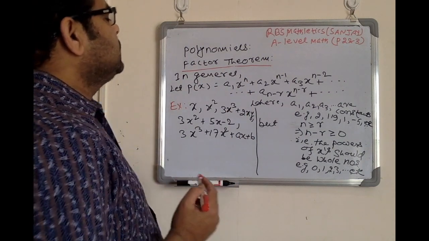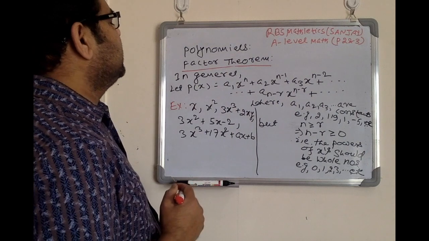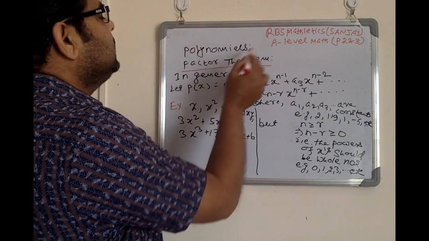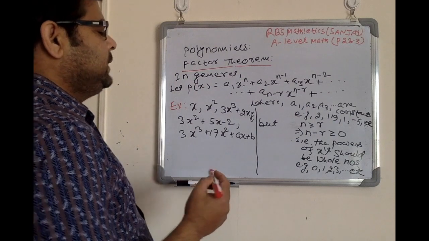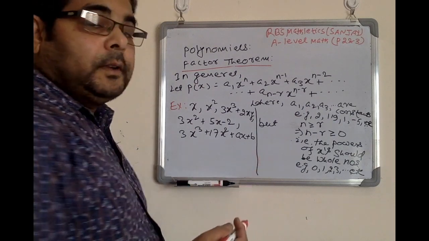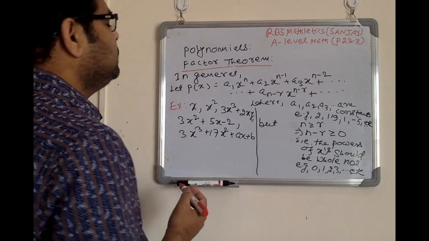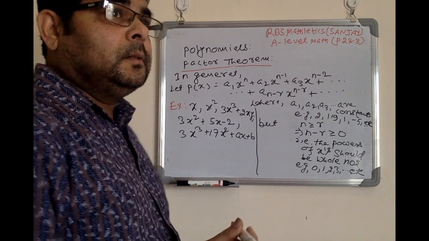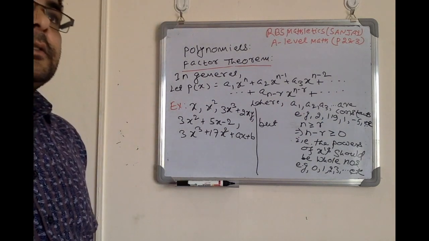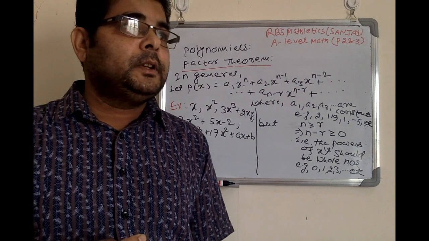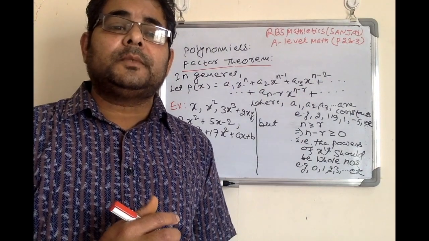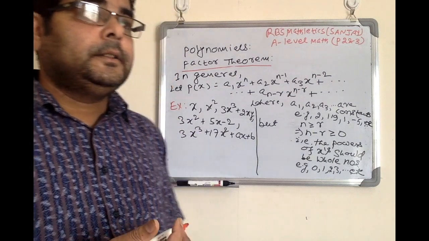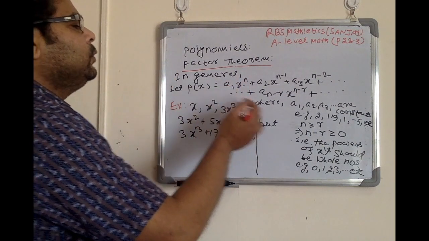Before talking about the factor theorem, let's look at polynomials. Polynomials means any kind of function in terms of variables and constants. That is called a polynomial function. If a function has only one term, it is a monomial. If it has two terms, it is a binomial. Three terms, maybe a trinomial, and in general we call it a polynomial.